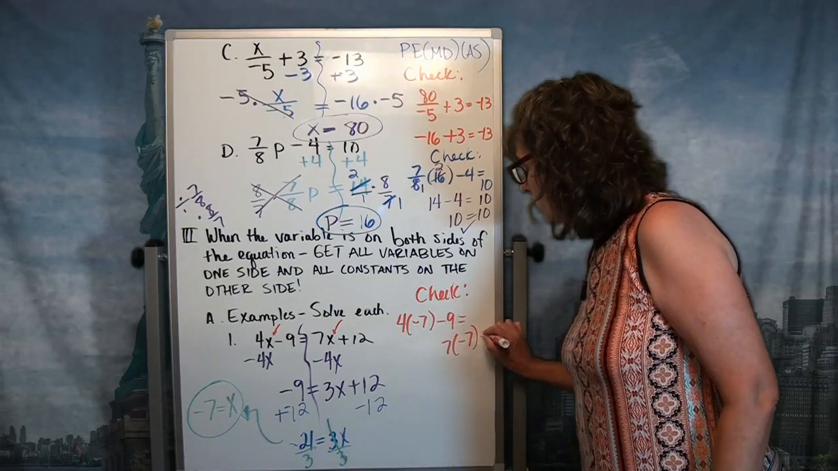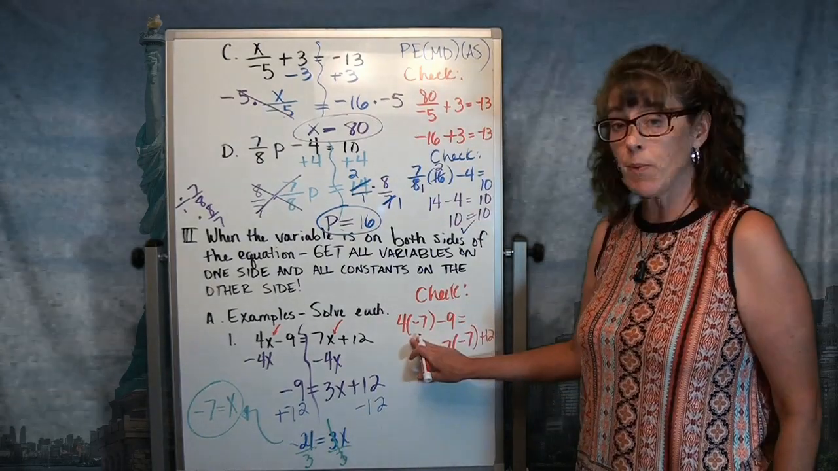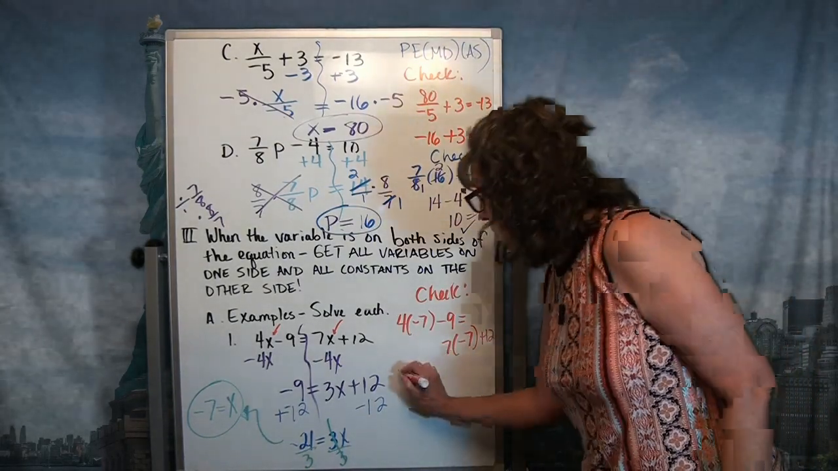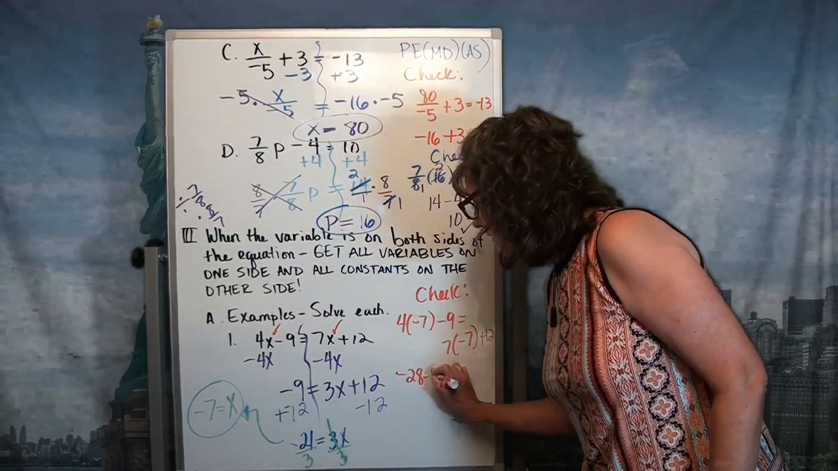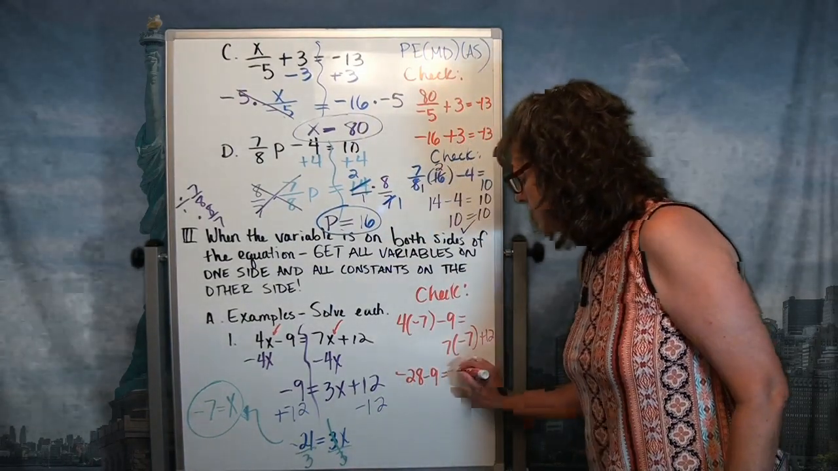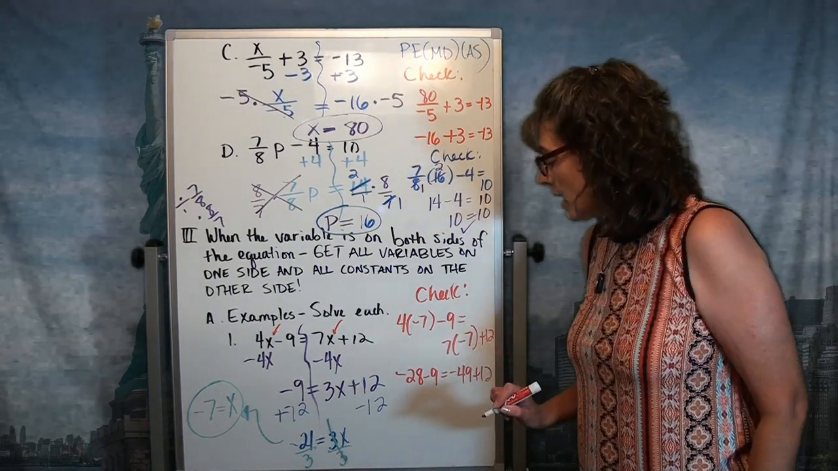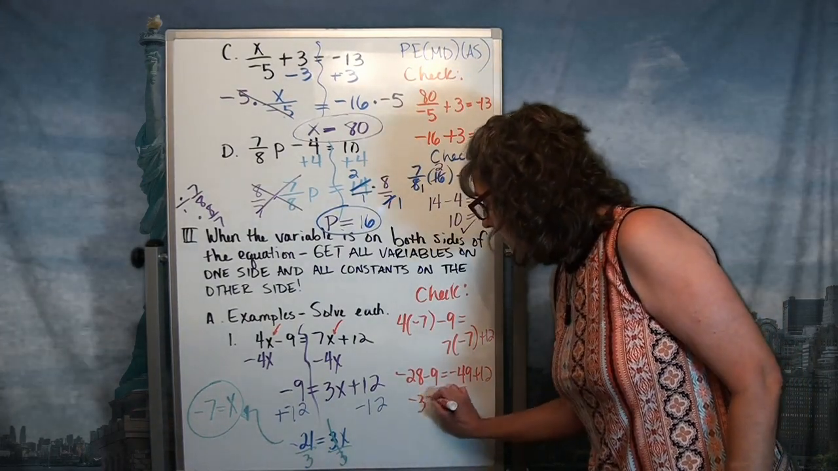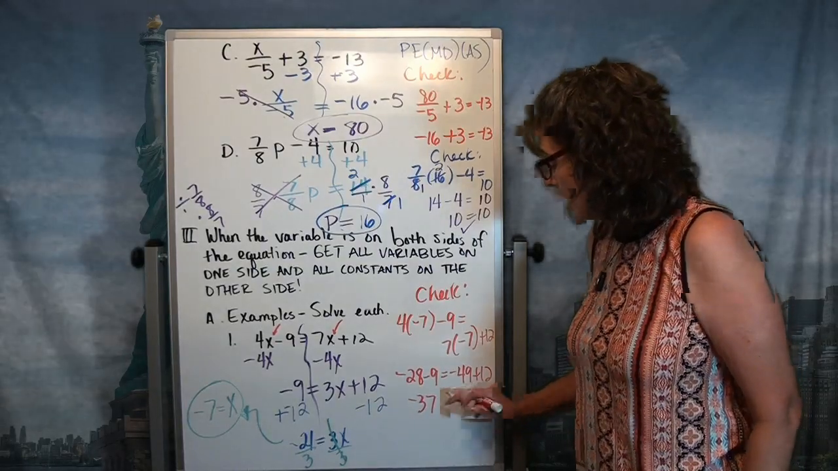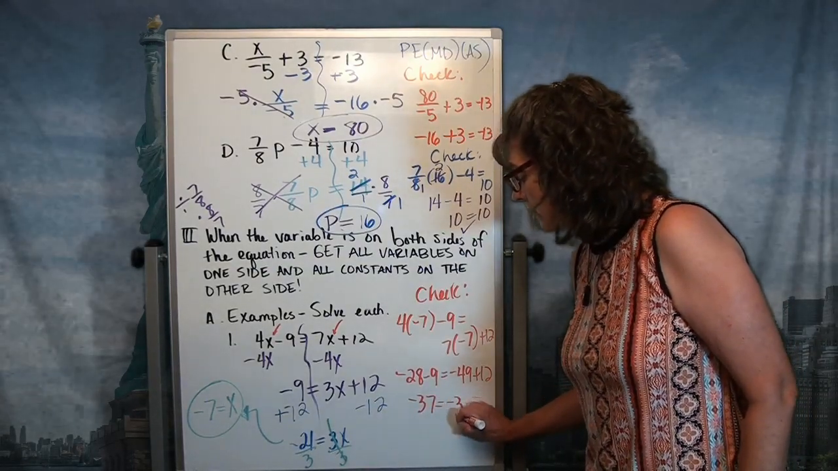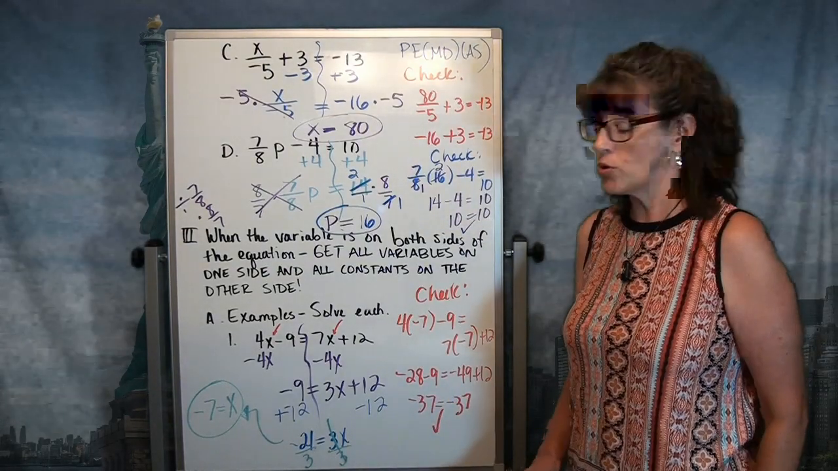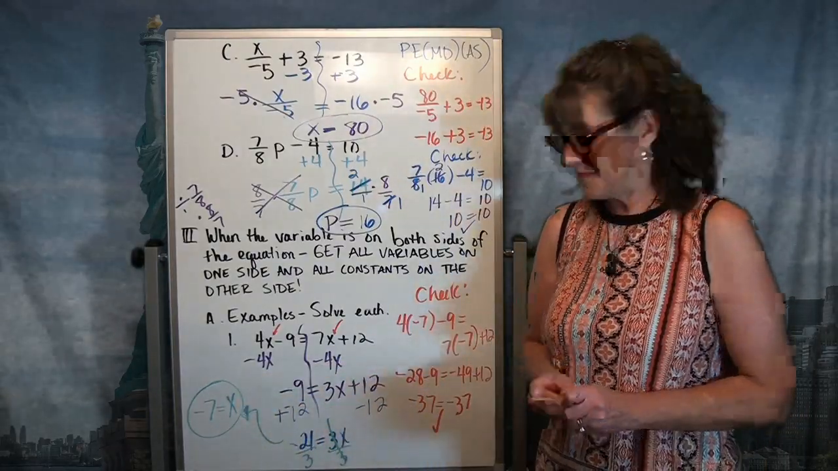And we'll follow that order of operations, which says we better multiply here first. So I have a negative 28 minus 9. And then on this side, 7 times negative 7 is a negative 49. And 28 minus 9 is a negative 37. And over here, negative 49 plus 12 is yet again a negative 37. We created truth. We know that that's right.